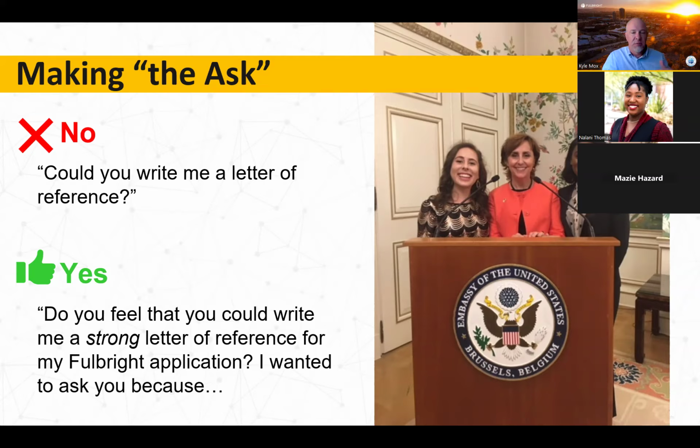And you don't want them to just write a letter, you want them to write a strong letter. Fulbright, so they know exactly what the audience is. And "I wanted to ask you because I think you could talk a lot about blank." You've given them an assignment, right? Otherwise, we're talking about a blank slate. And a lot of times, what they'll default to is sort of resume summary or transcript summary or something like that. Instead, we'd really like them to stay in their lane and talk about the thing that they know most about with regard to you.